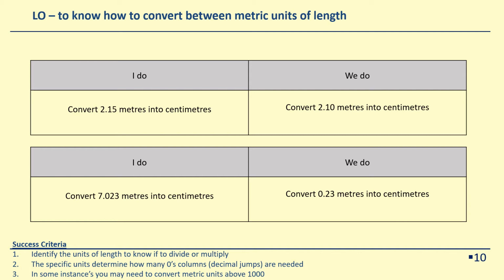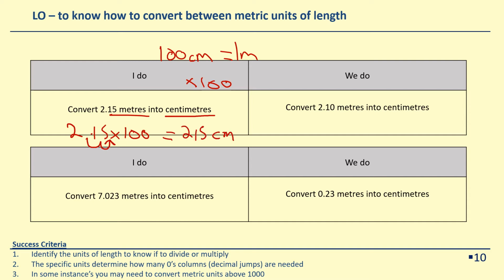All right, so now we're going from meters down to centimeters. Remember, 100 centimeters equals 1 meter. We must times by 100. Okay, we're going from the bigger unit to the smaller unit, which means more columns. So 2.15 times 100, we need to move the decimal point down twice, which means it's going to equal 215 centimeters.